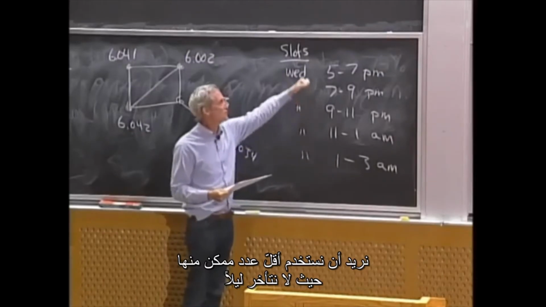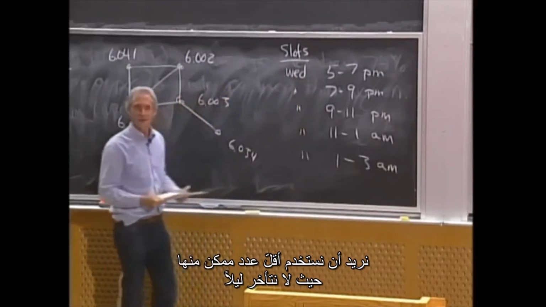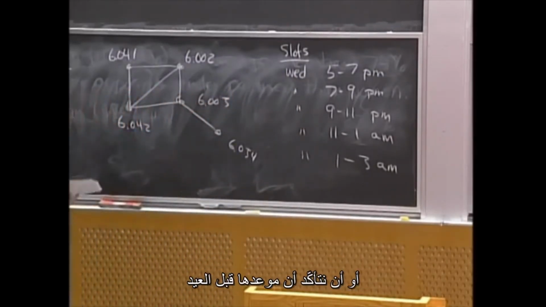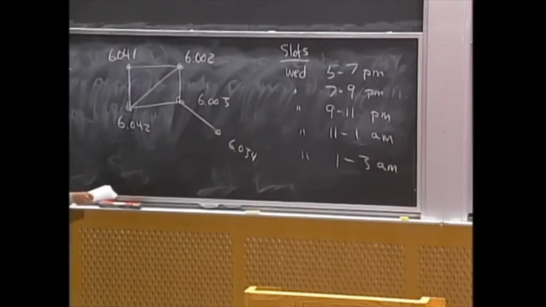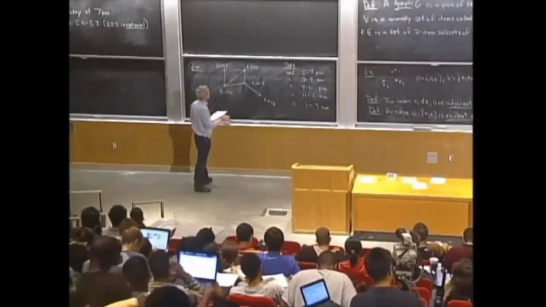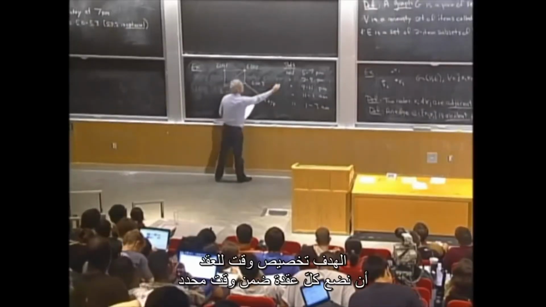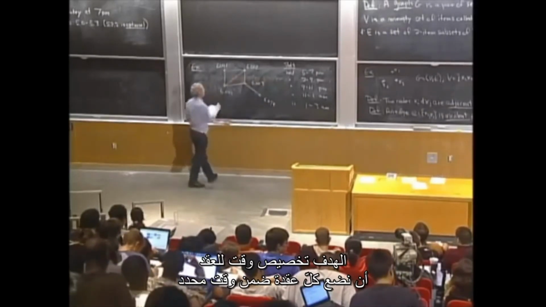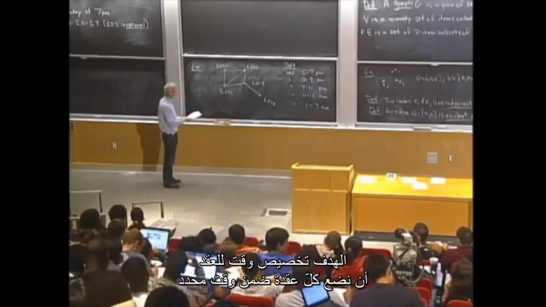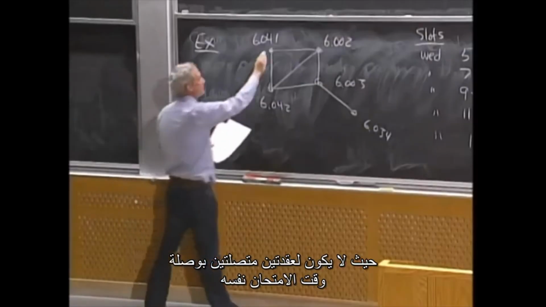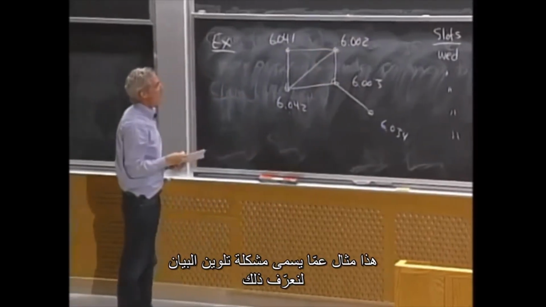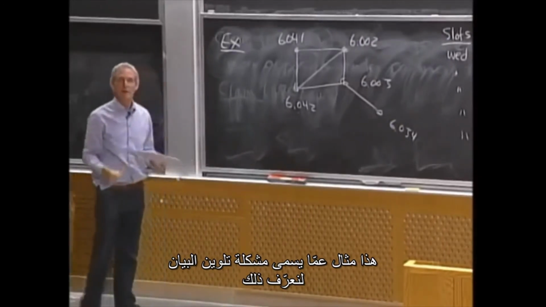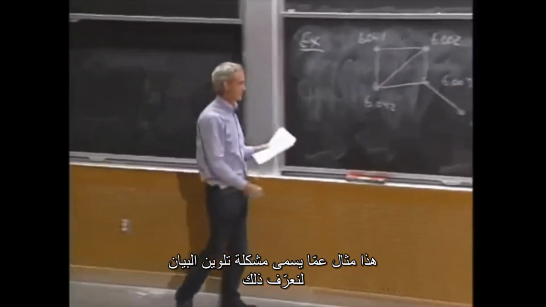You'd like to use as few as possible so you're not going too late at night or coming before the holidays, so you're not having exams on Christmas and New Year's, for example. So the goal is to assign slots to the nodes. Put every node in a slot so you don't have nodes hooked by an edge getting the same slot. Now, this is an example of what's called a graph coloring problem. So let's define that.